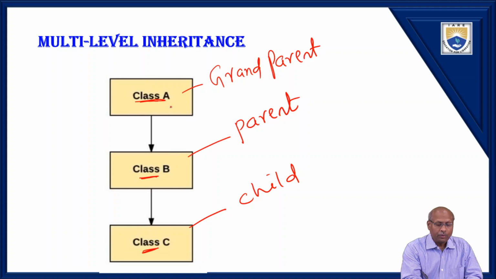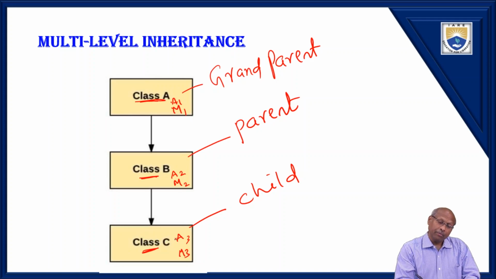Fine. Assume here some attributes and methods are there. These attributes and methods will be available to B. Similarly, B has some attributes and some methods. Assume this is A1, M1, this is A2, M2. Similarly, C also has some attributes A3, M3. So now C will have A1, M1, A2, M2 and at the same time A3, M3 also, because of the inheritance. So inheritance says that the parent's property will be available to the child.